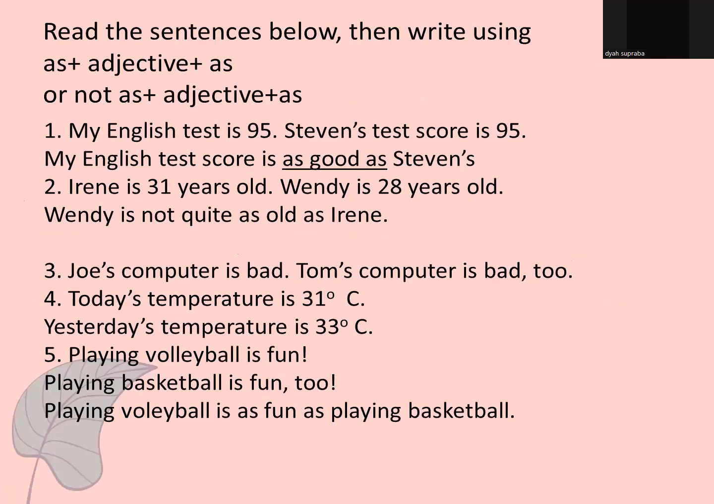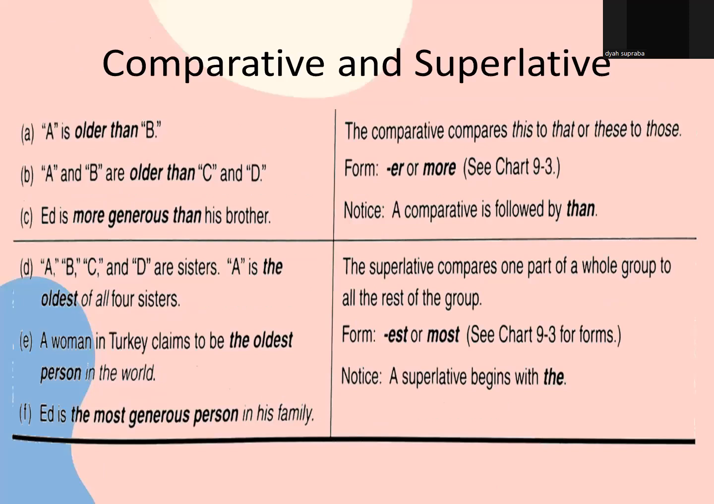Okay, in here you can practice more examples of how to use as adjective as or not as adjective as. Okay, now we are going to see comparative and superlative. For example, A is older than B. Jaehyun is older than Jisung. A and B are older than C and D. Mark and Renjun are older than Jeno and Jamin.